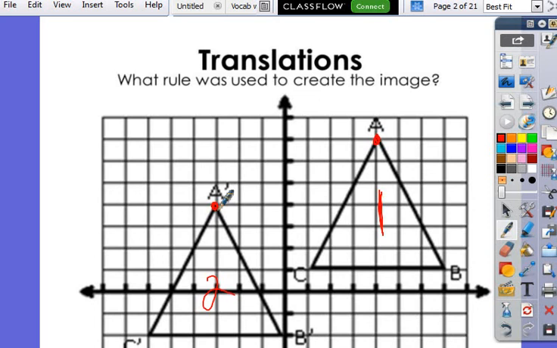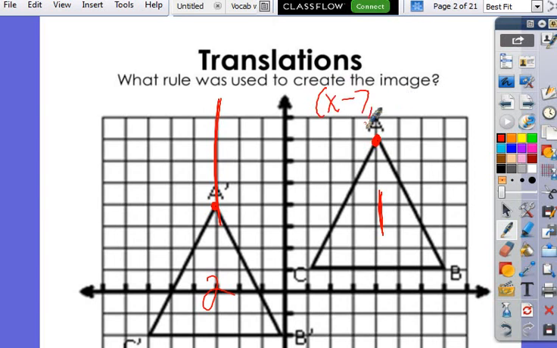So I need to count from this A point to this A prime. Which direction do we need to talk about first? Left, right, or up, down? Left, right. Why? When we graph a point, which way do we graph it first? We always go left, right first, and then up or down second. It's the same thing here. So I went from here to here. How many spaces to the left? 7. If I go to the left on the number line, is that positive or negative? Negative. So that means I went minus 7 spaces for the X.